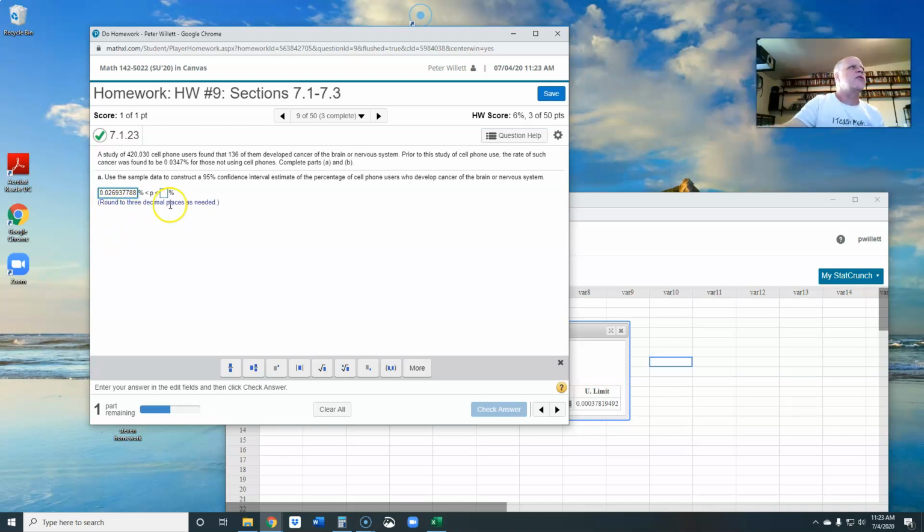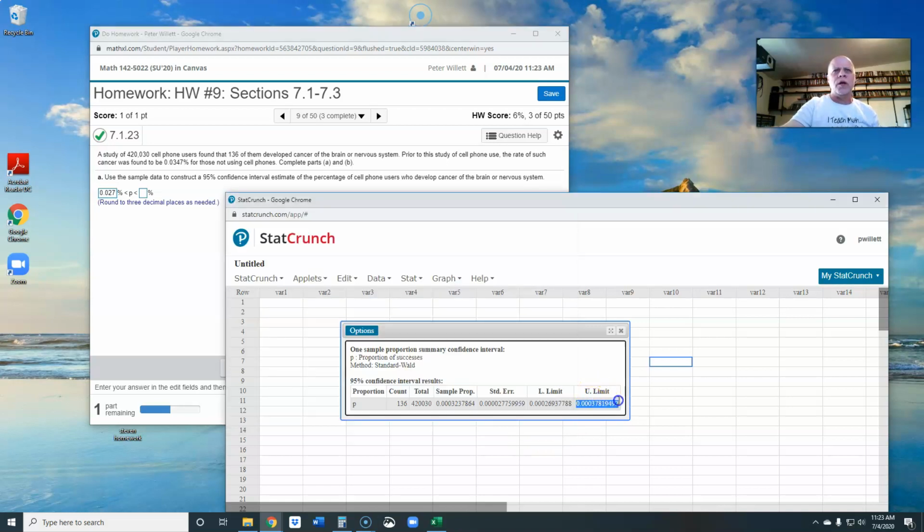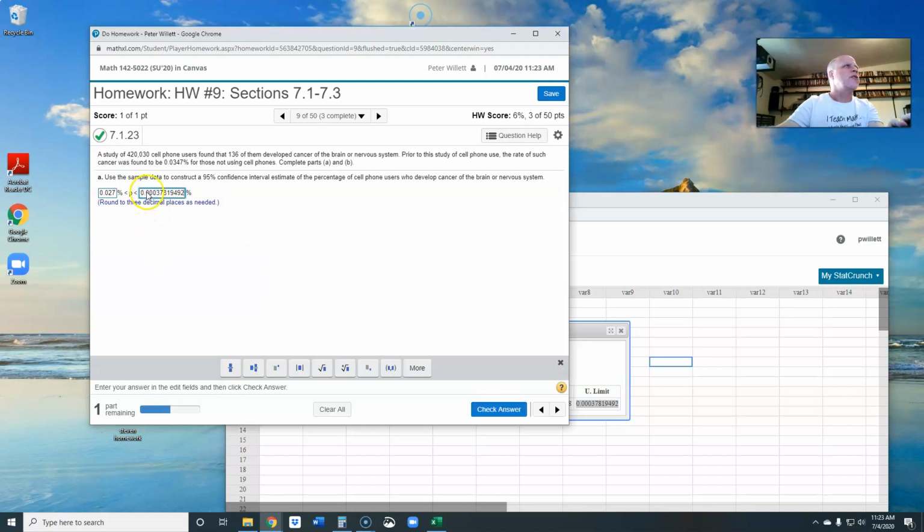And then I need to round this to 3 decimal places. So 6 is the third place, and the next number is a 9, so I'm going to round that to a 7. Okay. So then the next one was the upper limit value in a decimal form. Copy that over there. Since it's in decimal and I want it to be in a percentage, I'm going to move the decimal over 2 places. And the third decimal place, there's a 7 followed by an 8, so I want that to be an 8. So I'm going to get that junk off there and put an 8.